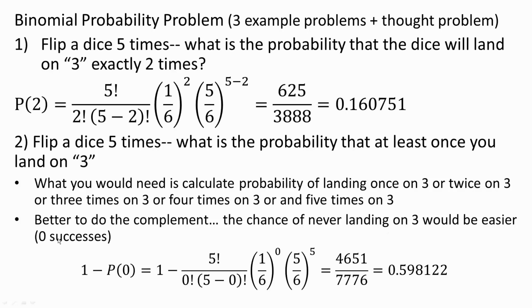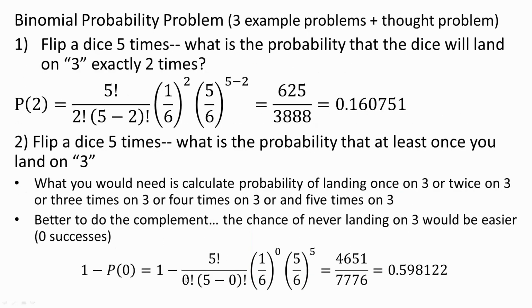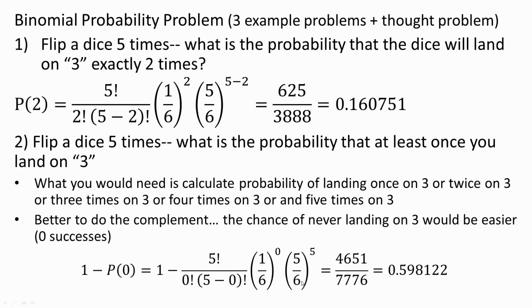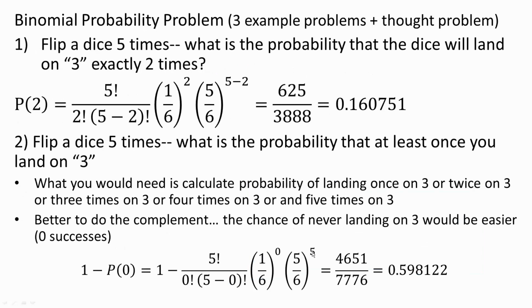So 0 successes. I would say 1 minus 0 successes. The number of trials is 5, X, the number of successes, is 0, because we will never land on 3. So we replace X with 0. The probability of success is 1 out of 6, since in order to land on a 3 we have a 1 in 6 chance. And Q is the complement, so 5 out of 6. Then we say N minus X: N, the number of trials, is 5, minus X, which is 0, so simply 5. Doing 1 minus this piece right here, we would get about 0.6.